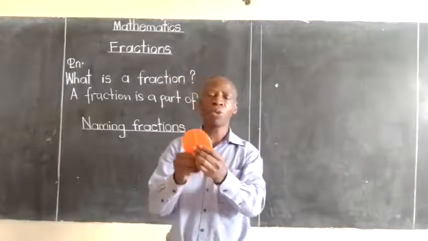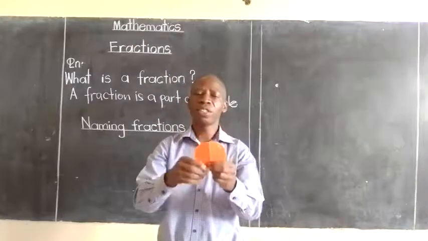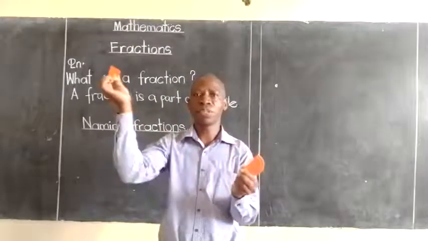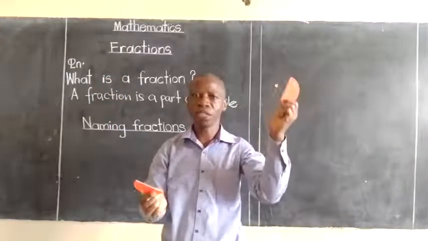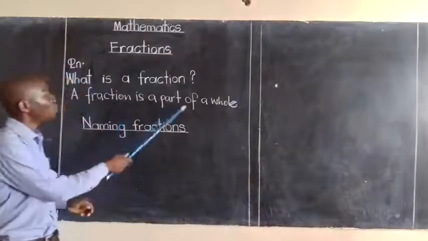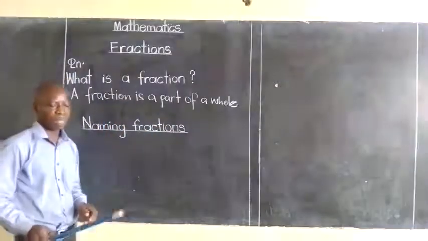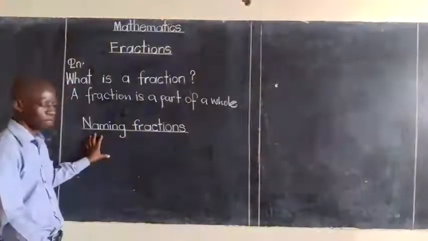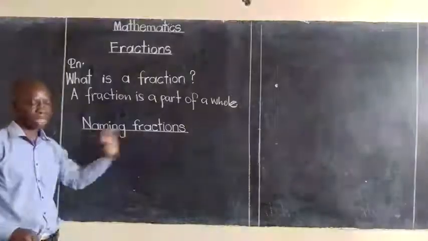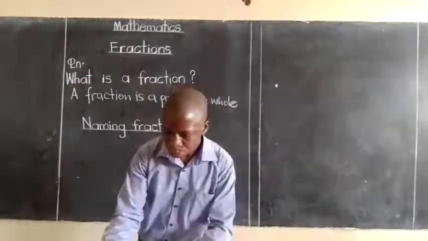This is a whole. If I cut it into pieces, then this one is a fraction, and this one is what? A fraction. So a fraction is a part of a whole. Now let's see how we can name fractions. Naming fractions.